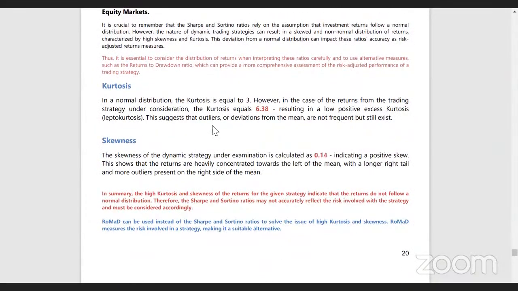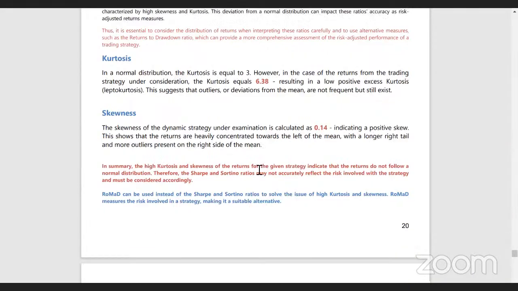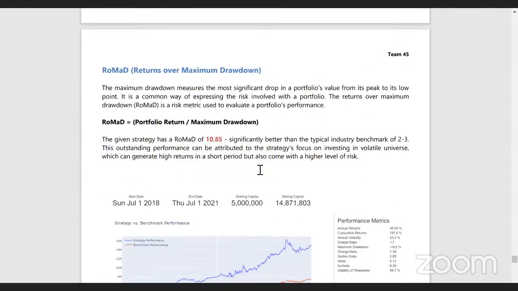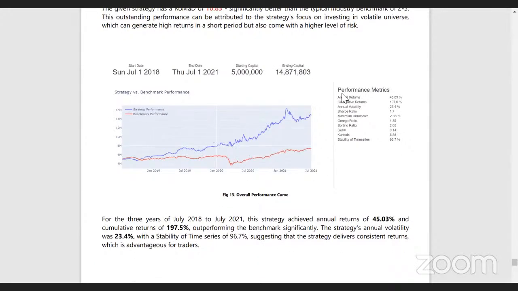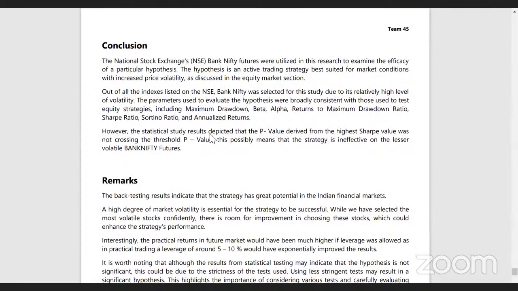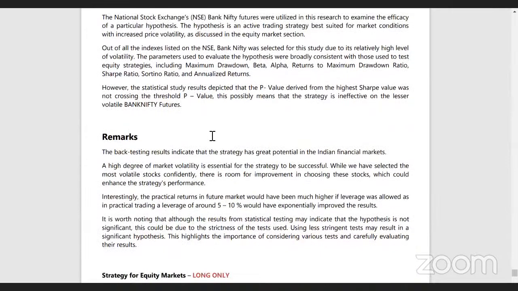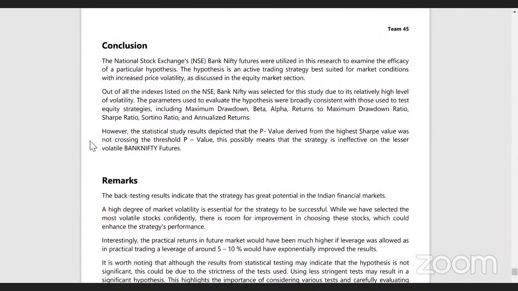The kurtosis and skewness for this strategy's returns come out to be 6.38 and 0.14, indicating a deviation from a normal distribution. Hence, we have again considered returns over maximum drawdown, and for the futures strategy, it comes out to be 10.85. These are the final results produced by the strategy on the Bank Nifty futures, with annual returns of 45.03% and cumulative returns of 197.5%. In conclusion, after taking into consideration all of our tests and the limitations of these tests, we would say that our hypothesis is correct.